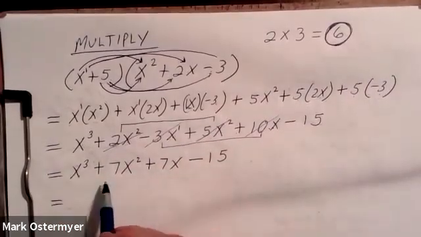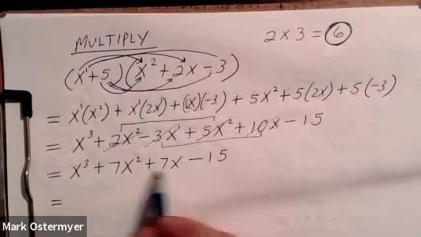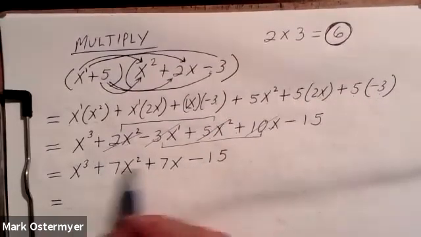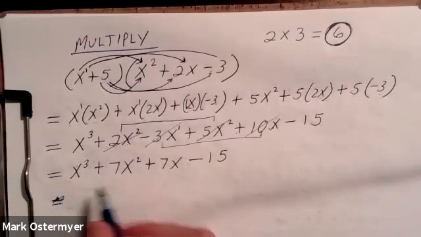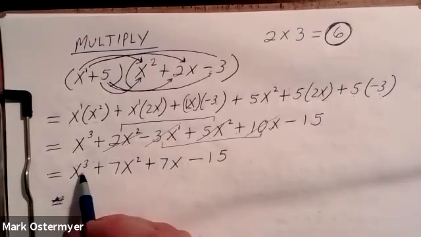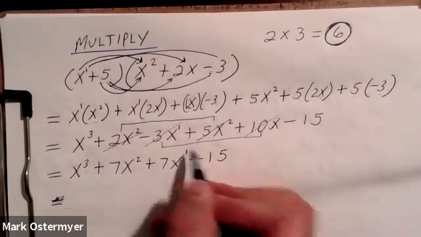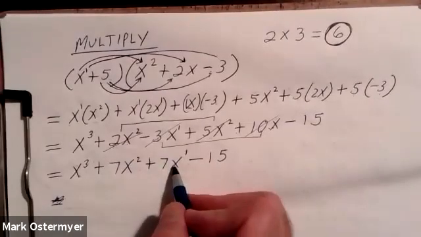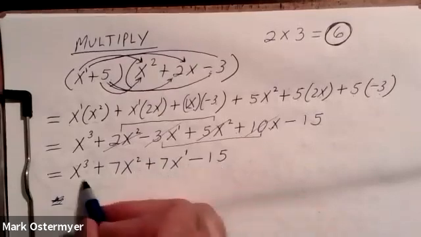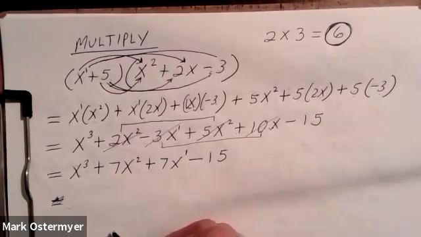Finally, ladies and gentlemen, notice there's nothing else I can do. There's no other like terms that need to be combined. This is my answer, and is my answer in descending order? Yes, it is. Third degree term, second degree term, first degree term, 0 degree term. It's in descending order. That's your answer.